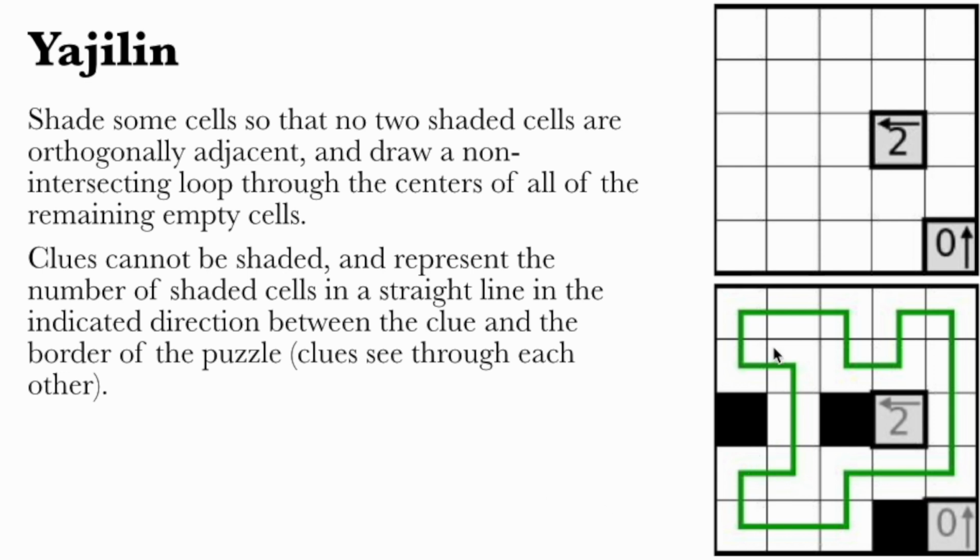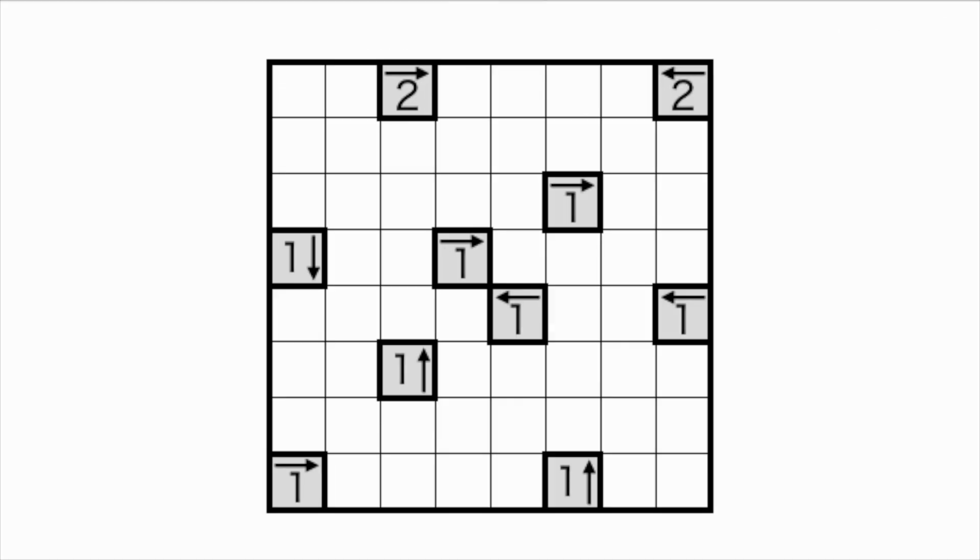But you can see from the example solution that we do have a complete loop that goes through all of the cells, that this clue sees no shaded cells and this clue sees 2 shaded cells. It's okay to have shaded cells that are seen by no clues, like this one right here. Those are the rules of Yajilin, so it's time to solve a puzzle. Today's Yajilin puzzle was set by Jovial.